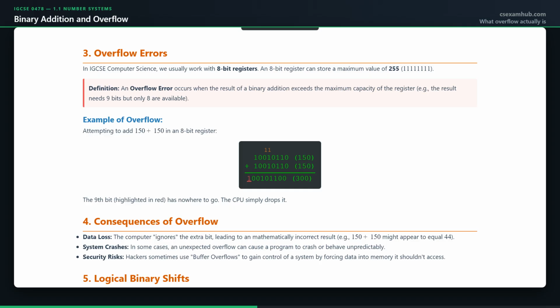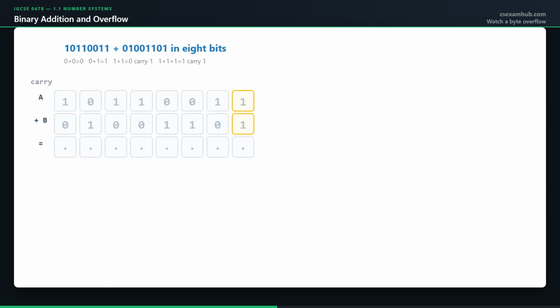That is overflow. Notice the definition carefully. Overflow is not the computer breaking, and it is not the program crashing. It is the specific situation where the result of a calculation is too large to be represented in the number of bits available. Let us watch it happen.